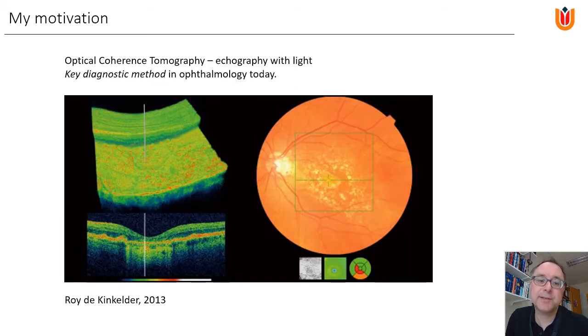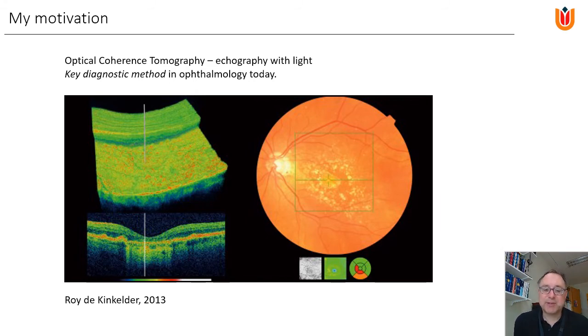Over the years, OCT has become a standard method in ophthalmology. Nowadays, and I hope you will not be in that position, but if you have to go to an ophthalmologist in an academic medical center, the chances are high that you will get an OCT scan of your retina, the netvlies in Dutch. It is like taking an echogram of the retina for diagnostics.